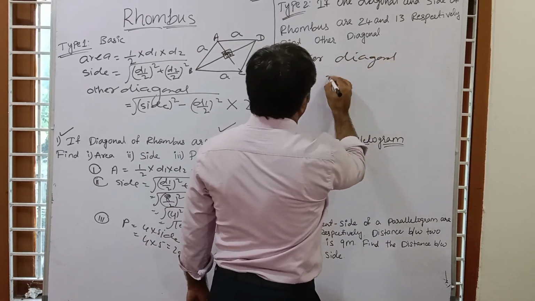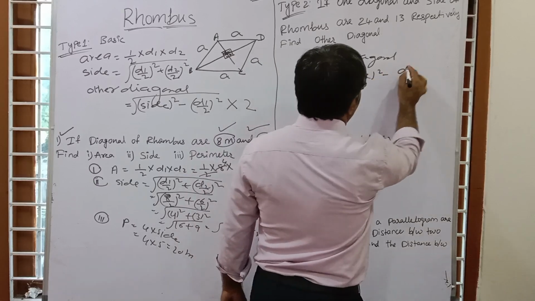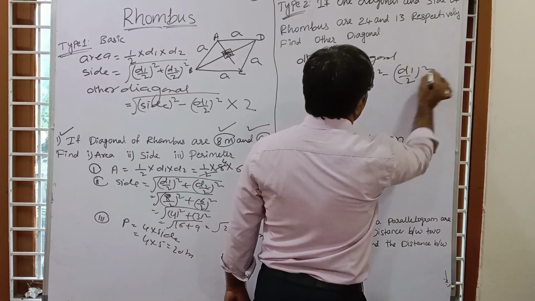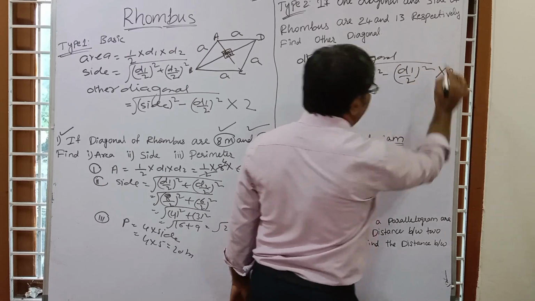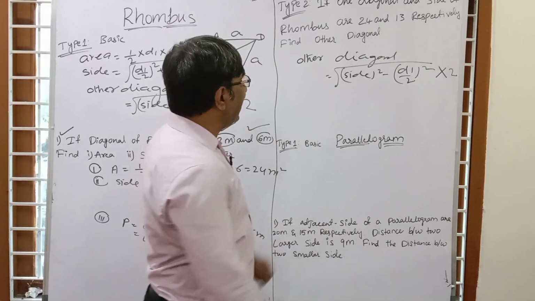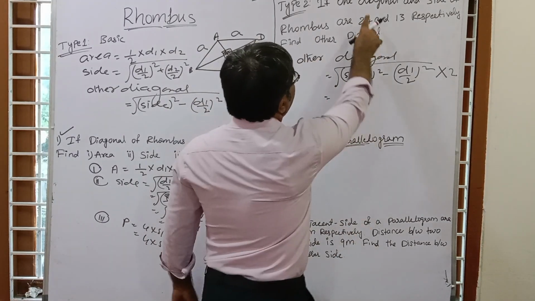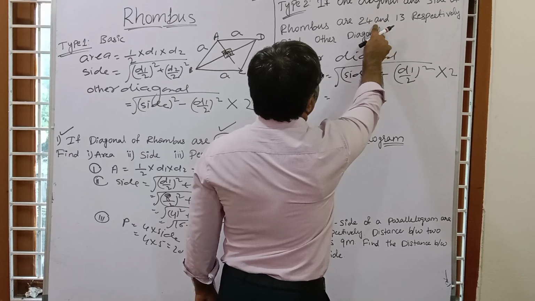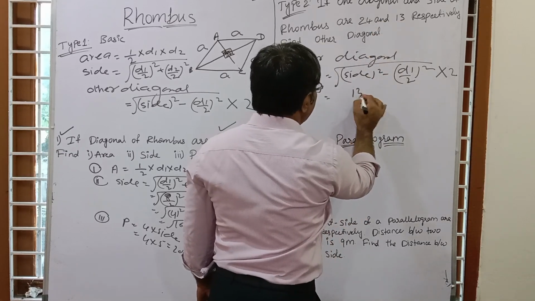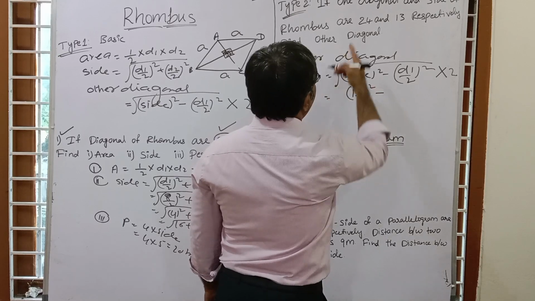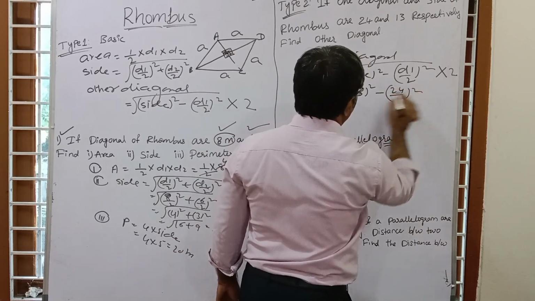The other diagonal equals what? Root under side whole square minus diagonal first by 2 whole square. When the answer comes, then multiply by 2. This is the main technique. So what is given? Only one diagonal and the side. So we have side 13, so this is 13 whole square. And the diagonal is 24, so we can write 24 by 2 whole square.